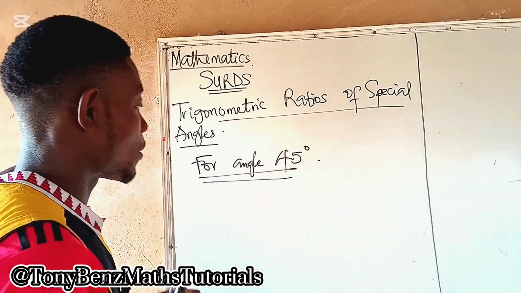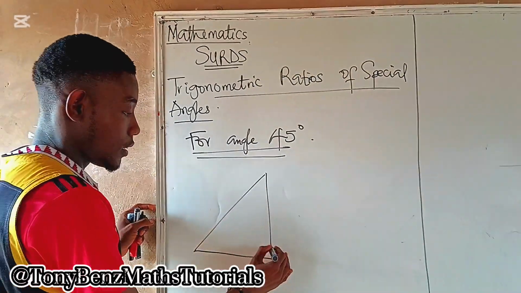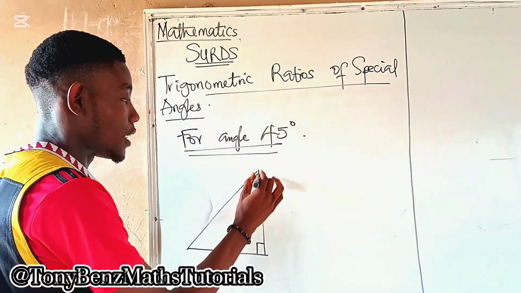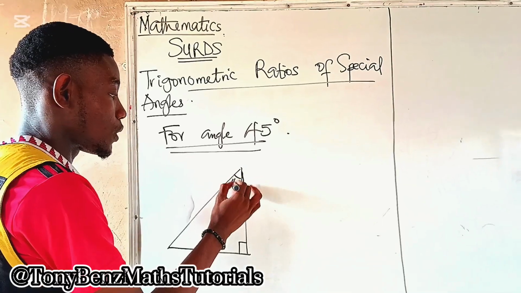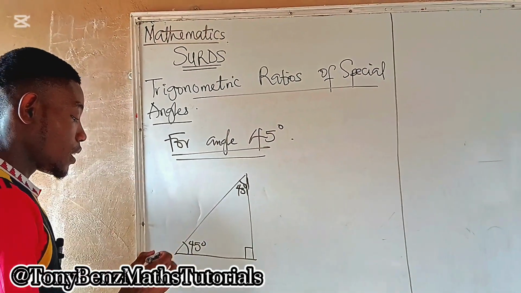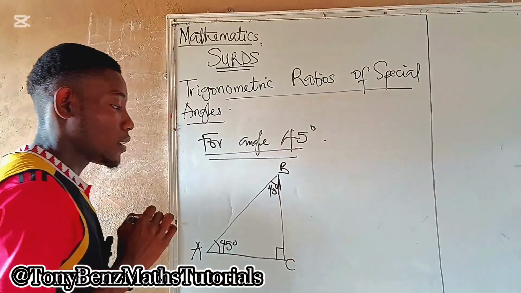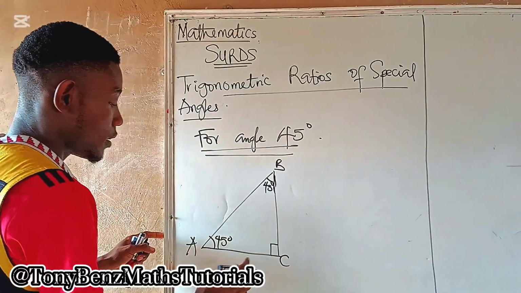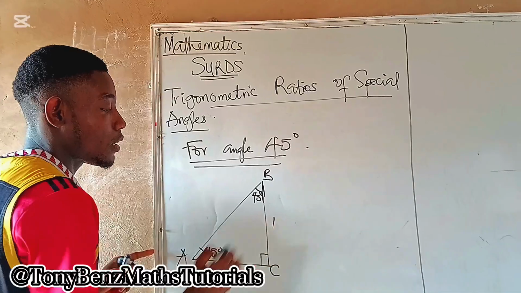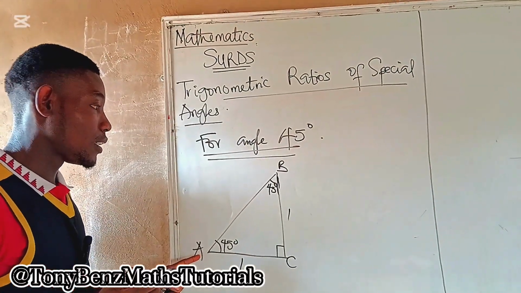Given a right angle triangle like this, and this is a right angle triangle, meaning here is 90 degrees. Let here be 45 degrees, and here also be 45 degrees. Let's name this angle ABC, where AC is 1 unit, and BC is another 1 unit. My brothers and sisters, how can we find length AB?